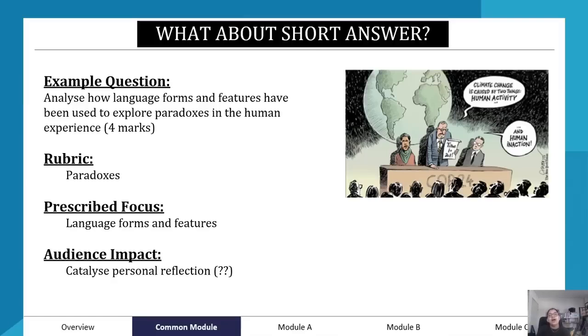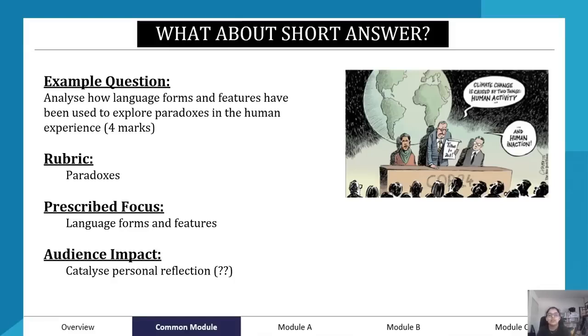So here we are. We've got the short answer question. Analyze how language forms and features have been used to explore paradoxes in the human experience. This is a 4 marker. So from the rubric we can see paradoxes, key part of the rubric. You want to know what paradoxes, anomalies, and inconsistencies are. So prescribed focus here is language forms and features, because that is what we have to analyze to explore how paradoxes are shown in the human experience. And finally, the audience impact it could be anything, but in this case, let's say it is catalyzing personal reflection.